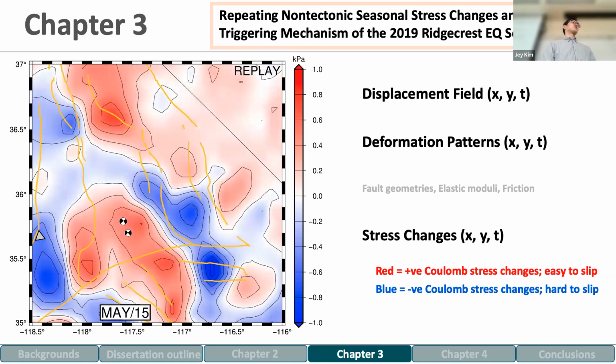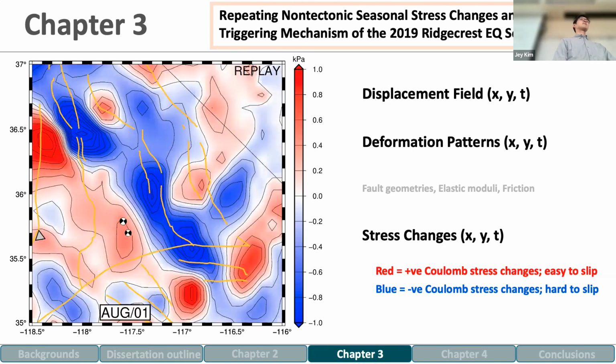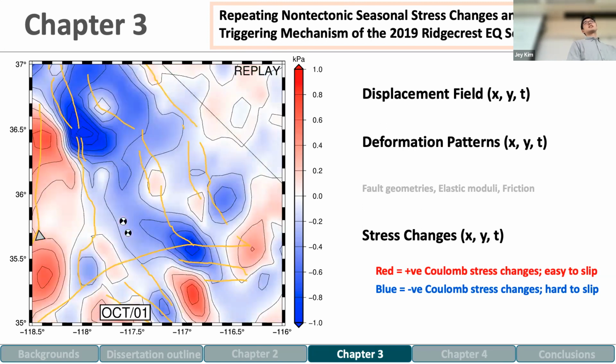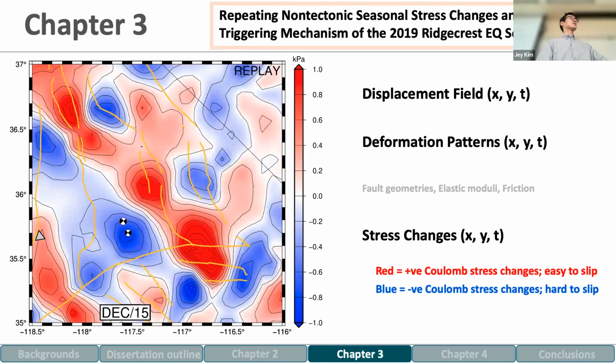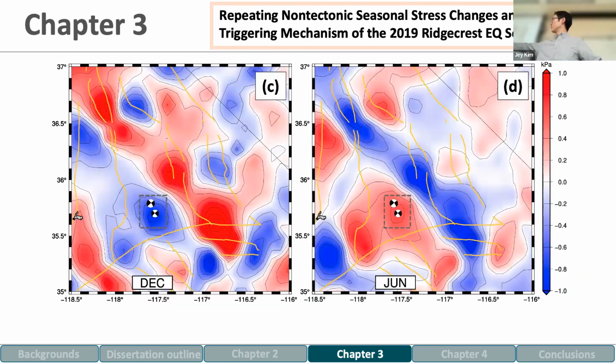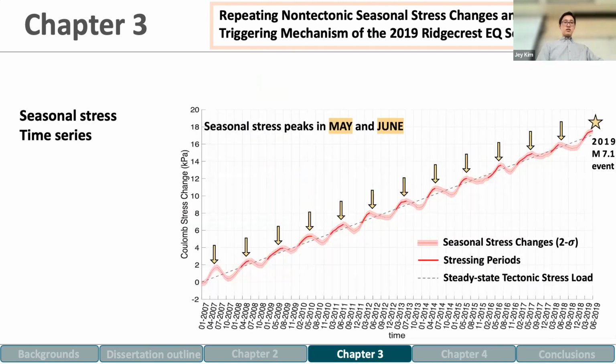It repeated over the last 13 years from 2007 to 2019. And we found this solution is quite interesting. And these are two snapshots for winter and for June. I plot the Coulomb stress time series here. And when I plot this, I use the steady state tectonic loading rate as well. So it's just superimposed on the steady state tectonic loading rate, which is the linear line.